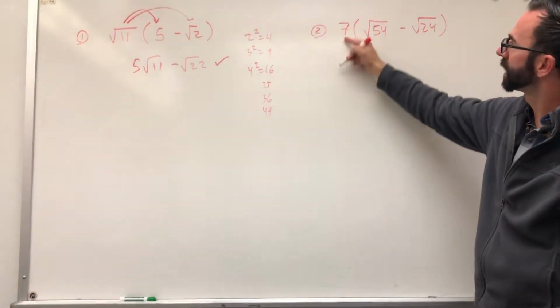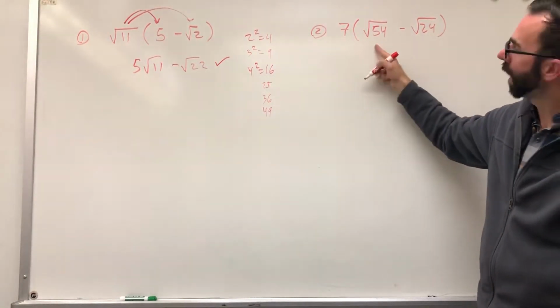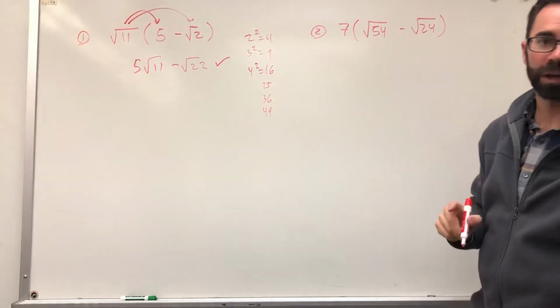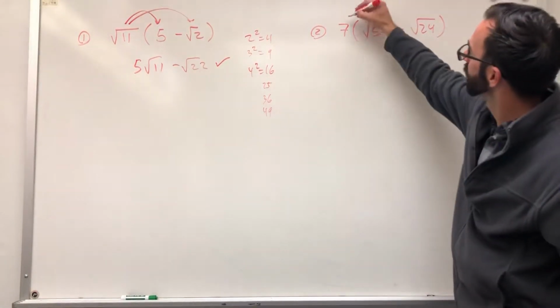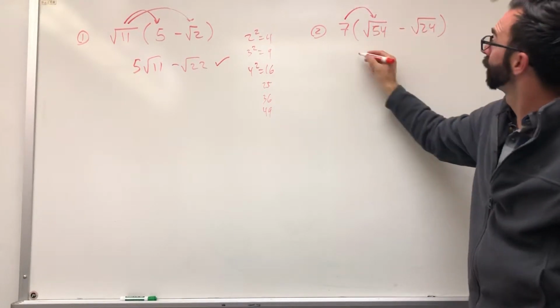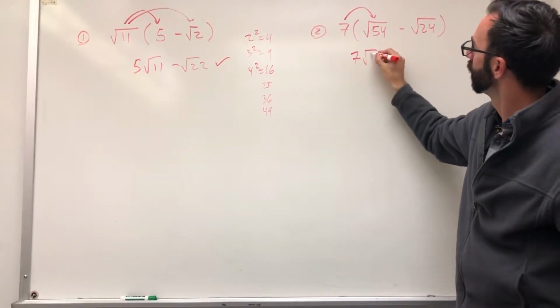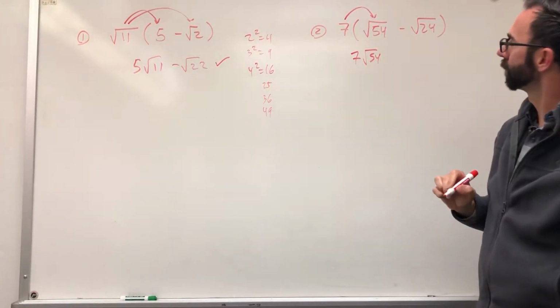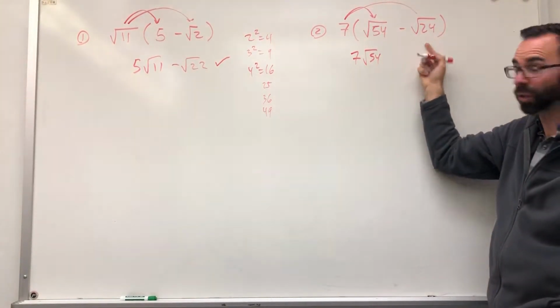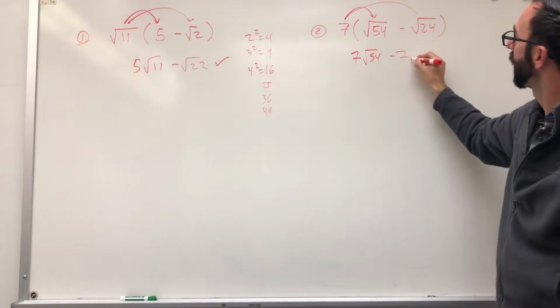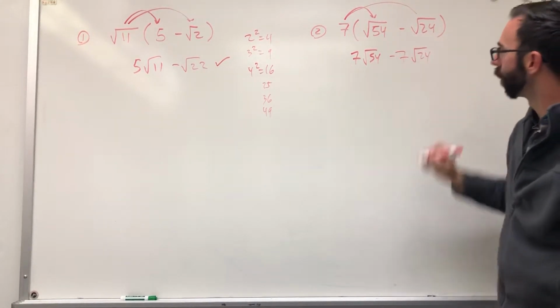All right, and again, we have 7 times the quantity radical 54 minus a radical 24. So now we want to go ahead and first distribute that 7. So 7 times radical 54 is just simply 7 radical 54, okay? And then 7 times a negative square root of 24 is a minus 7 times square root of 24, okay?